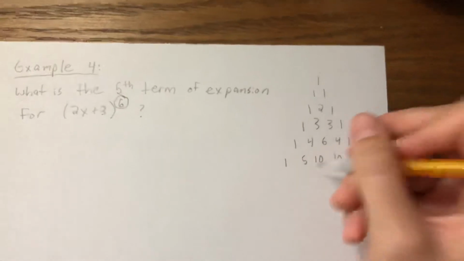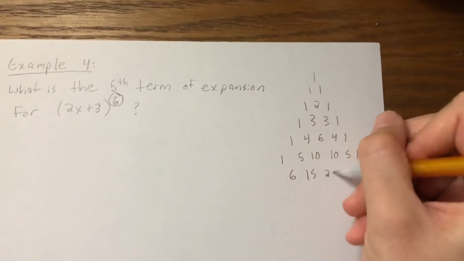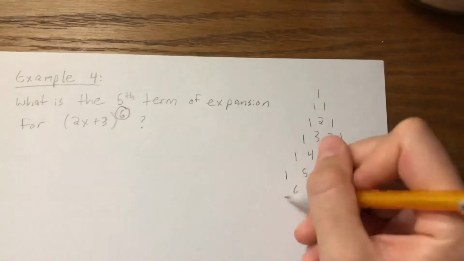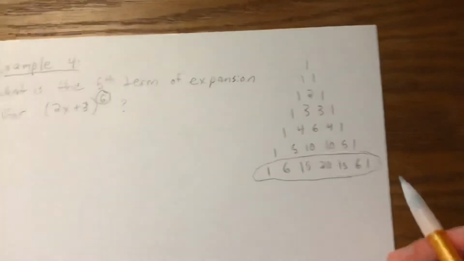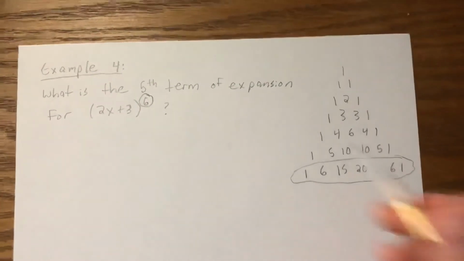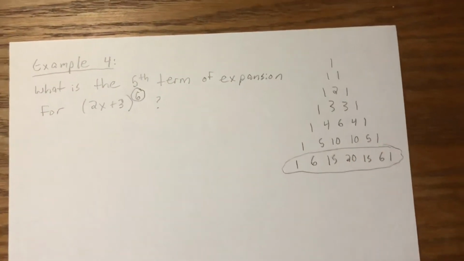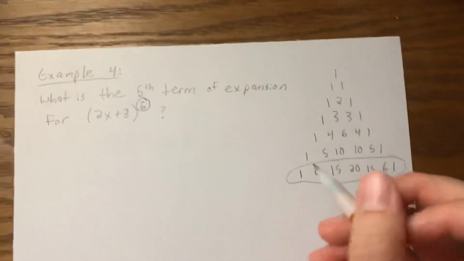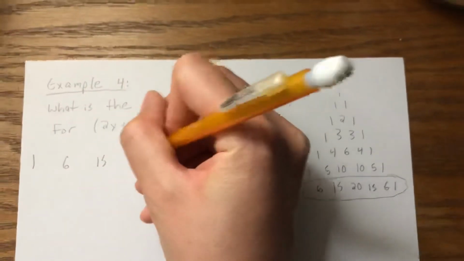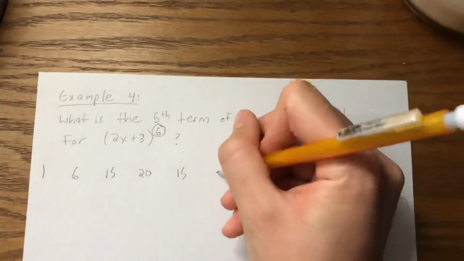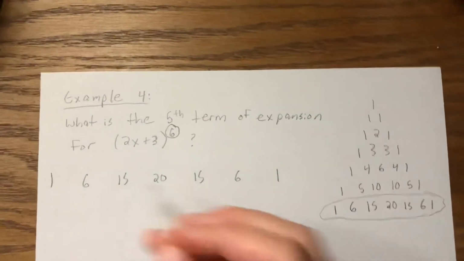We're almost to row 6. 1 plus 5 is 6. 15, 20, 15. There we go. There it is. This is the row that I need. Took a little while. Okay, I only want the fifth term. So the fifth term is going to be, actually, let's write these out. 1, 6, 15, 20, 15, 6, 1. There's that row. But the fifth term is going to be this one.